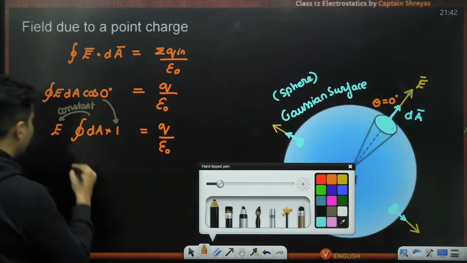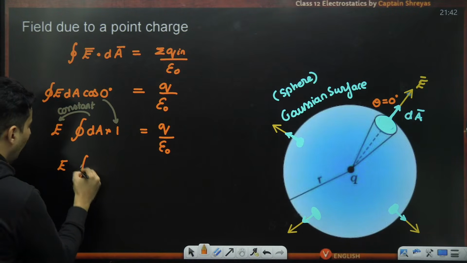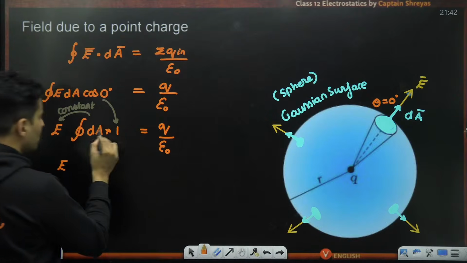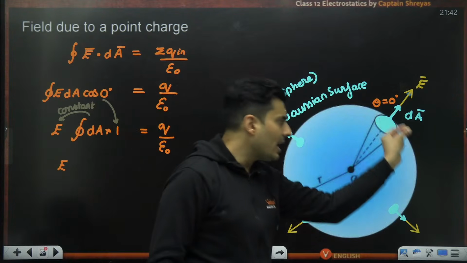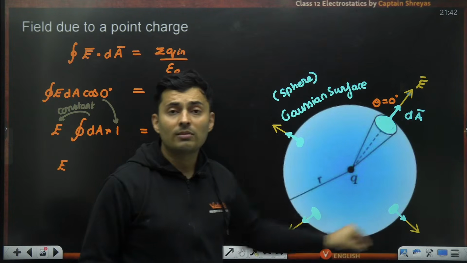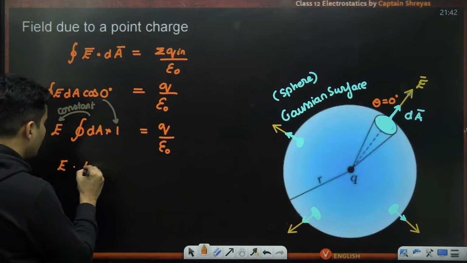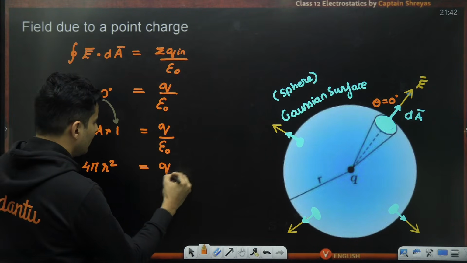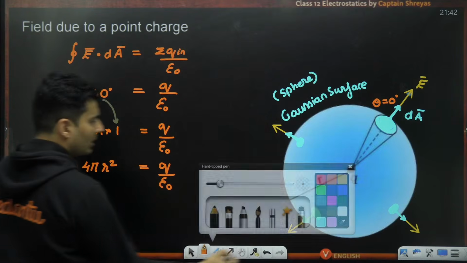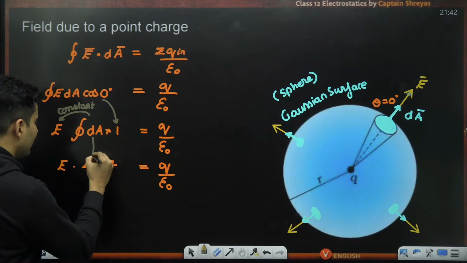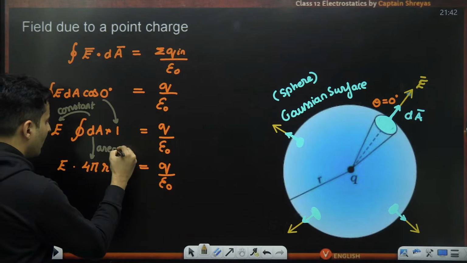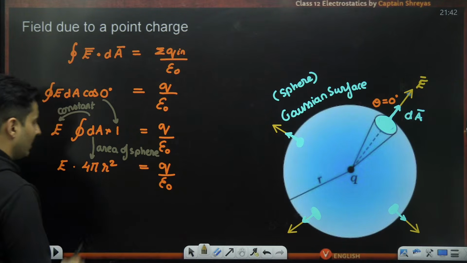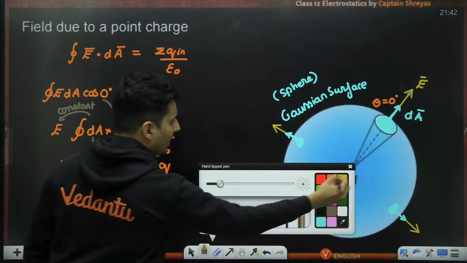Okay, next thing, electric field is there. What will be integration of dA? Just think about it. Every area has to be covered. It will be the area of the sphere, and area of the sphere is nothing but 4 pi r square. So that is equal to Q by epsilon naught. So when I integrate this area, it will be nothing but the area of the imaginary sphere which we have counted. Take that 4 pi on the other side.